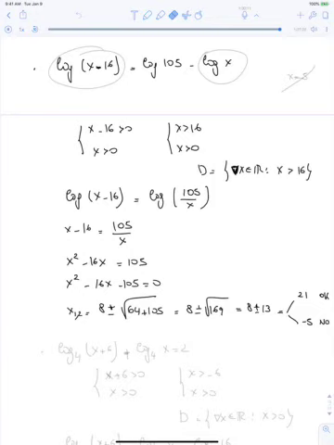Indeed, if you try to plug in minus 5 in the first logarithm, or even in the second one, well, these two expressions are not defined for x equal minus 5.